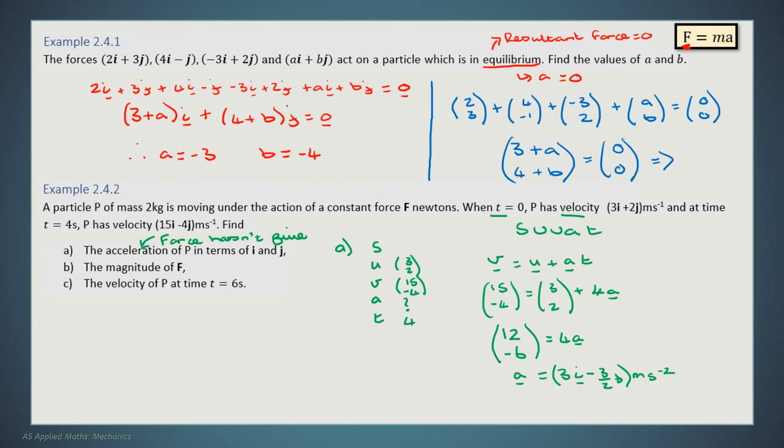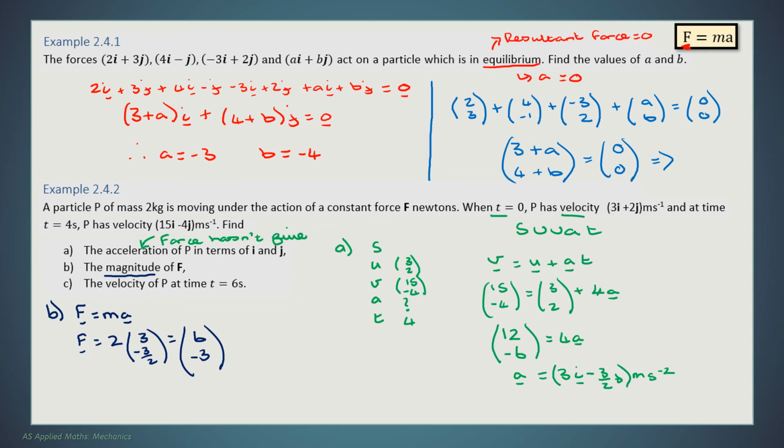Part B, so find the magnitude of F. We've got F is equal to mass times acceleration. We don't know what F is. The mass is given in the question to be 2, it's a scalar, and the acceleration is 3 minus 3 over 2. So my force in vector format is 6 minus 3, but I am asked to find the magnitude of the force.